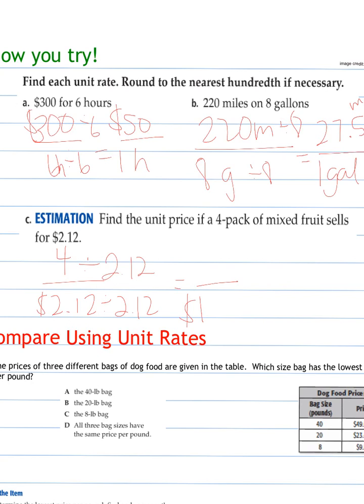$4 divided by 2.12 is $1, since we're rounding to the nearest hundredth here, or 1.89. Okay.